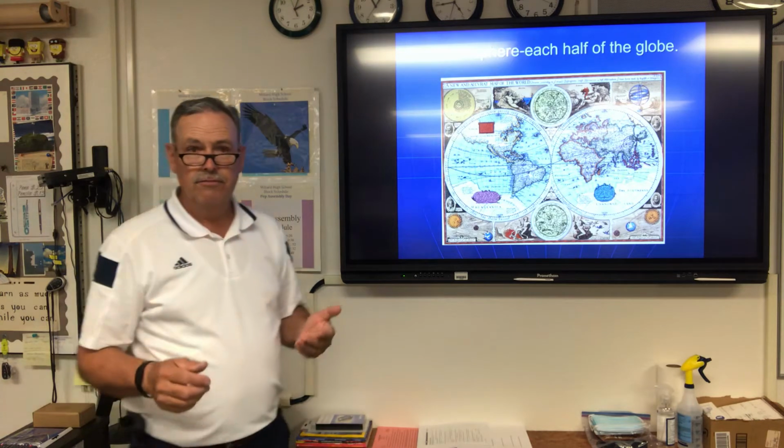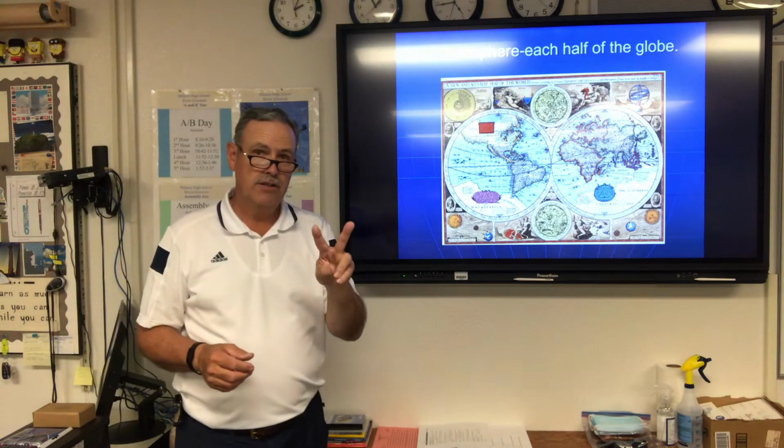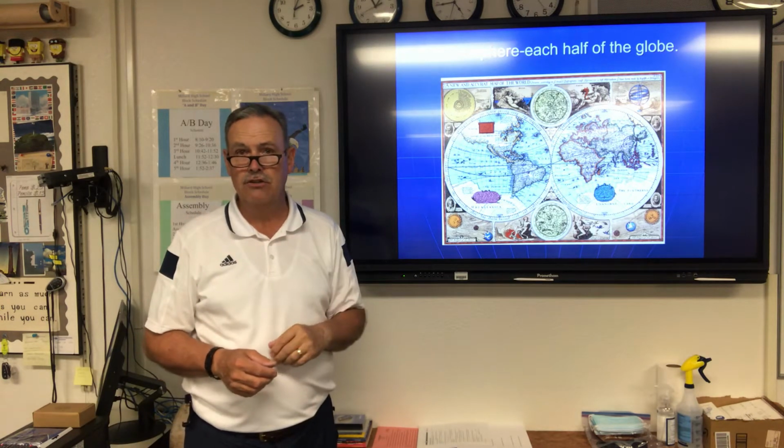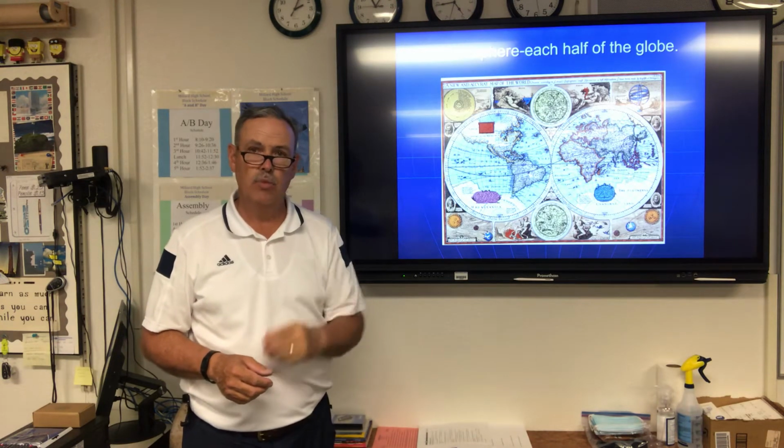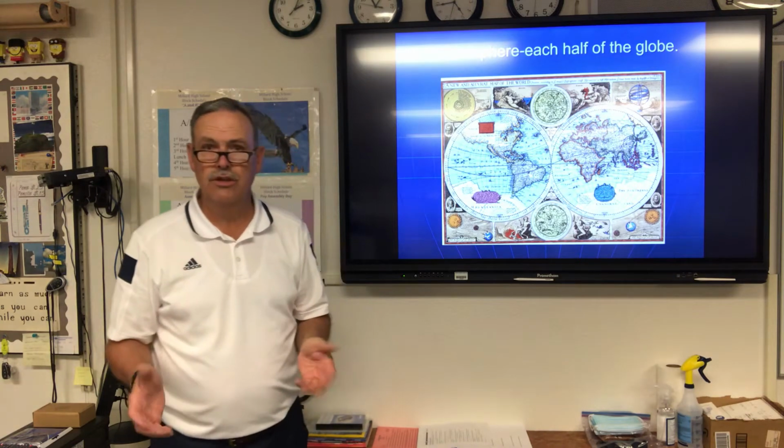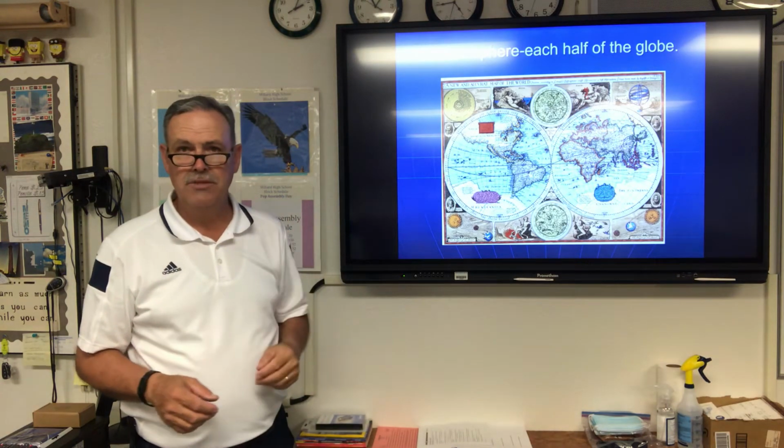Okay, hemisphere is each half of the globe. So we have 2 hemispheres at a time that you can divide the Earth into. So obviously we have the northern and southern hemisphere and the eastern and western. And I usually show students there are 2 more hemispheres.